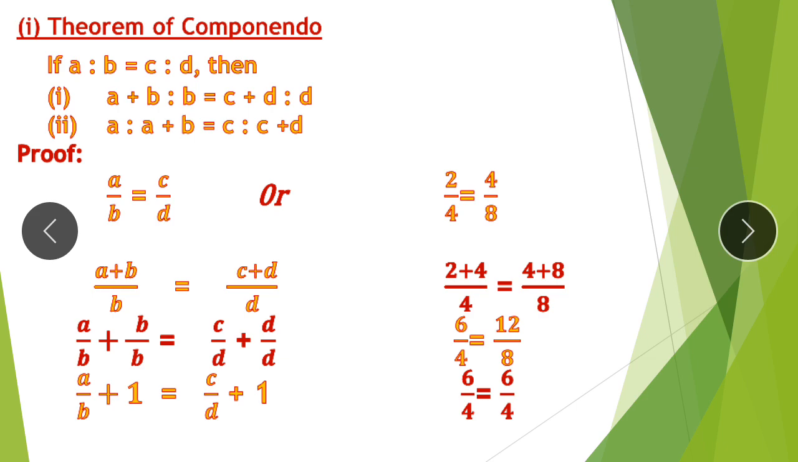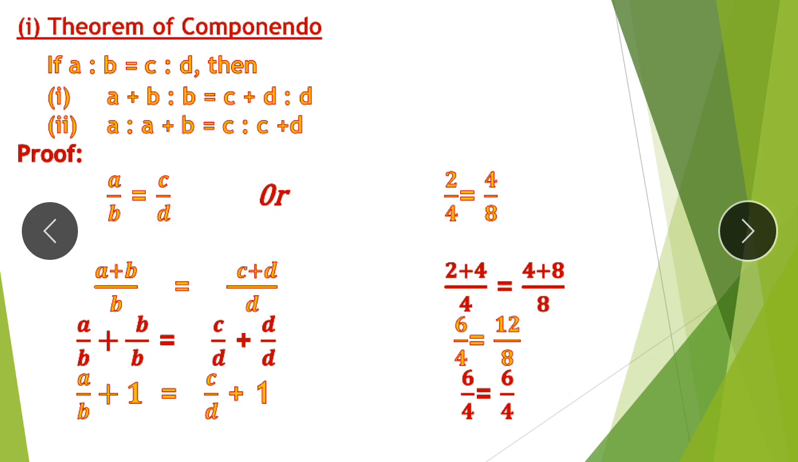Let's apply the theorem of componendo on it. In the theorem of componendo, we add the denominator to the numerator. So let's add it: 2 plus 4 divided by 4, and 4 plus 8 divided by 8. That gives 6 over 4, and 12 over 8. Let's simplify this. 2 4s are 8 and 2 6s are 12, so we'll get the ratios the same. You can see that the numbers are changed here, but both ratios are the same. The numbers are changed because we have gone with the addition process.